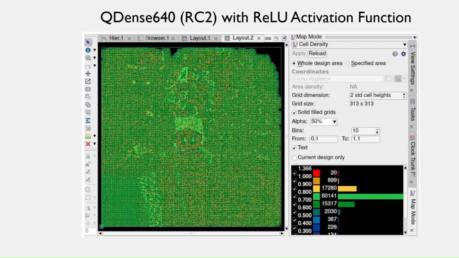Then this is our release candidate 2. We changed the sigmoid function and used a ReLU function. So the QDense model 640 has a 640 reuse factor. That's why we call it 640 with ReLU activation functions. And the analysis was 1.5 by 1.5 millimeters. So it's possible to implement in a chip. And it has 76% congestion.